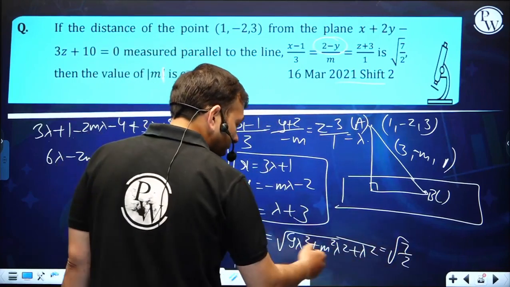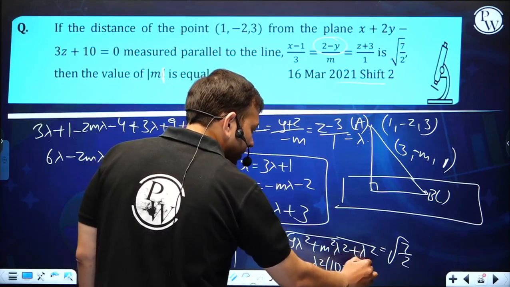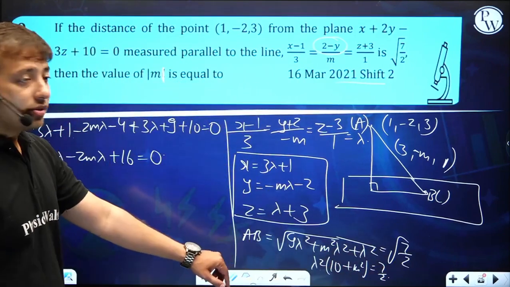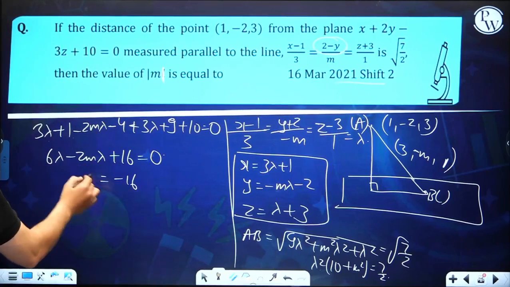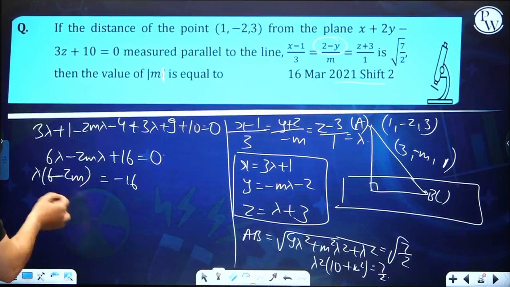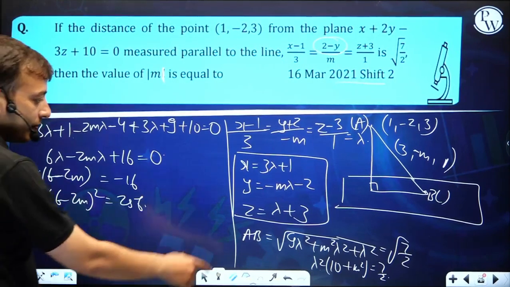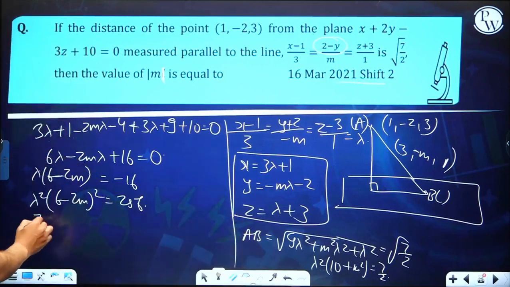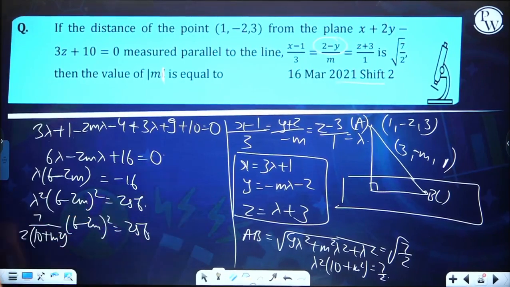So squaring both sides, what you will get? You will get lambda square common, (10 plus m square) lambda square equals 7 by 2. So here also what you can do is, 16 here, lambda common, (6 minus 2m). If you square both sides, lambda square (6 minus 2m) whole square, 16 square is 256. So instead of lambda square, I can write 7 by 2 over (10 plus m square) into (6 minus 2m) square is equal to 256. Now it's an equation in m. We need to find m.